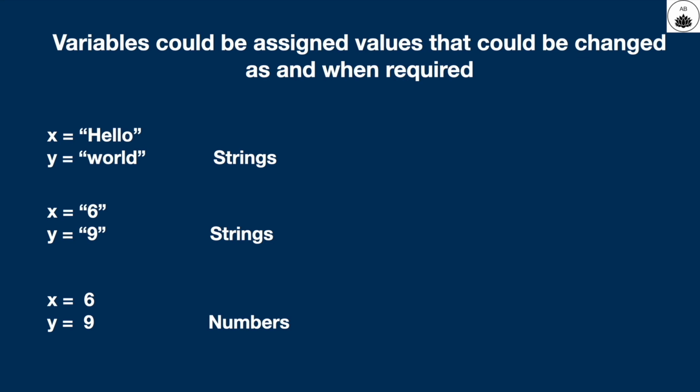Variables are a very useful concept, and you'll find you would use them quite often when you actually start coding. Variables could be used to assign strings or numbers. What you see on the left-hand side, x and y, these are the variables, and on the right-hand side are the values which have been assigned to the variables. So these could be strings, these could be numbers.